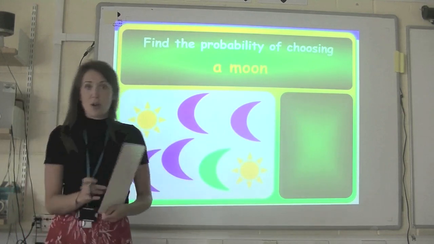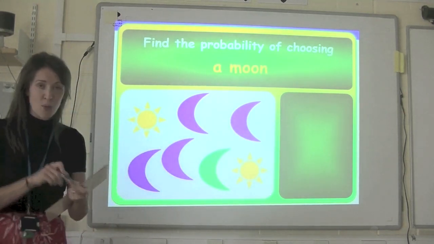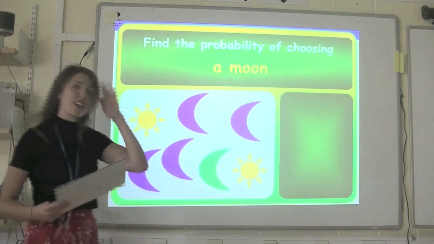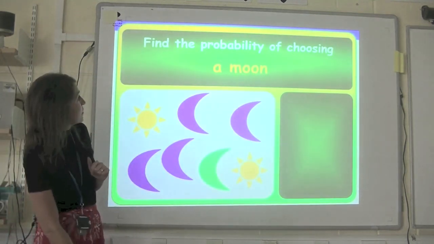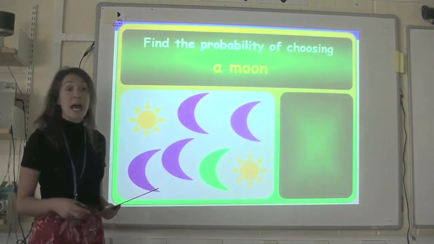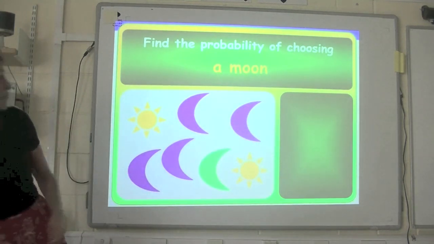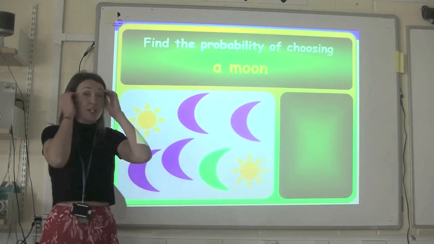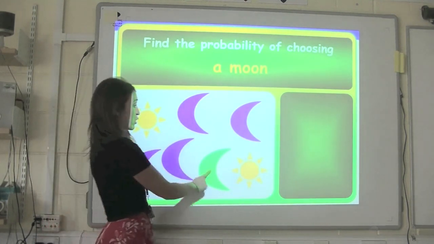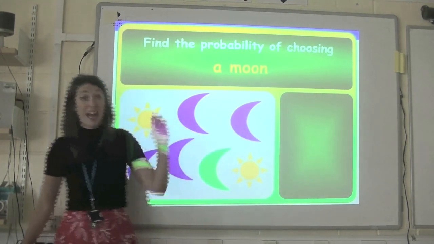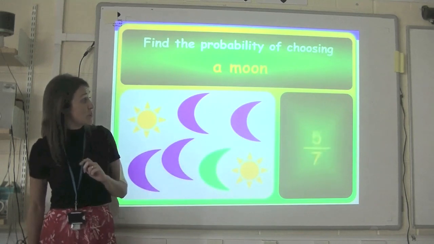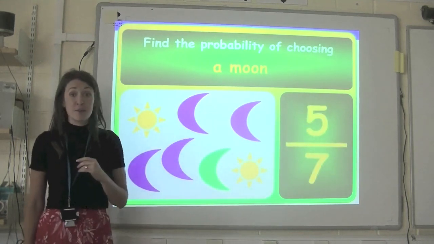I'd like you to have an imaginary mini whiteboard, but just write down on a piece of paper or think in your head what the answer to this one is. Find the probability of choosing a moon. And I'm hoping that some of you will have got this: 1, 2, 3, 4, 5 moons out of a total of 7 shapes. So we've got 5 over 7.